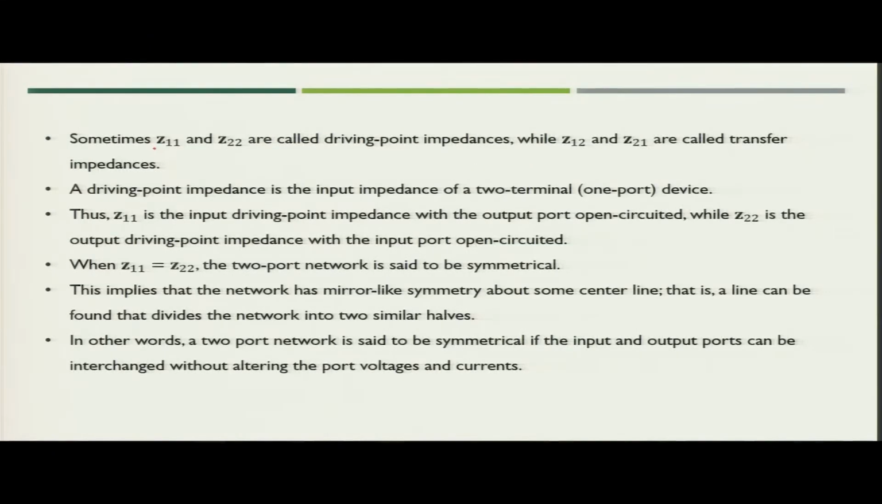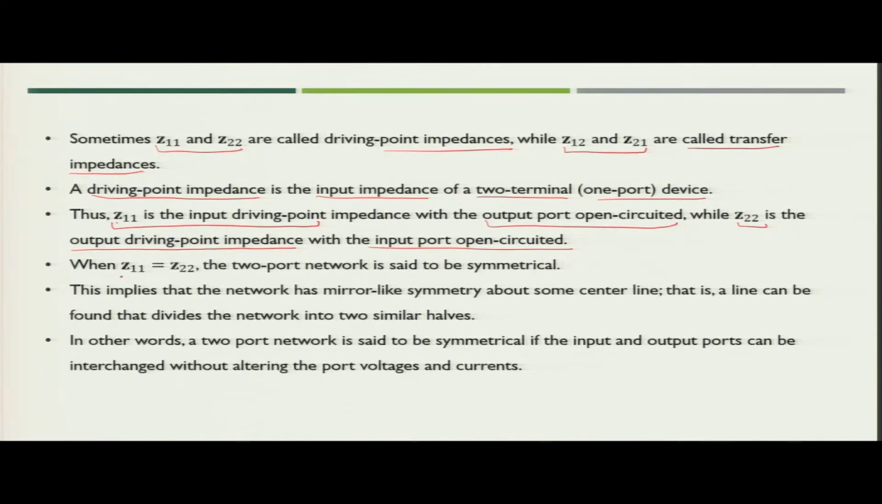Now, sometimes Z11 and Z22 are called driving point impedances, and Z12 and Z21 are called transfer impedances. Driving point impedance is the input impedance of a two terminal device. So, Z11 is the input driving point impedance with the output port open circuited, while Z22 is the output driving point impedance with the input port open circuited.